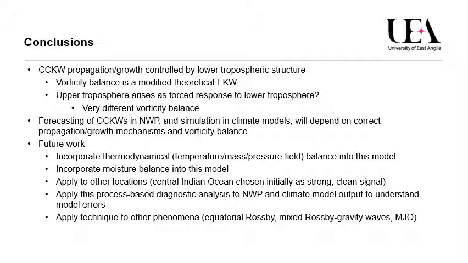To conclude, CCKW propagation and growth is very much controlled by the lower tropospheric structure that I showed you here at 850 hectopascals, and the vorticity balance is that of a modified theoretical equatorial Kelvin wave. The upper troposphere, which I didn't have time to show, arises as a forced response to the lower troposphere.